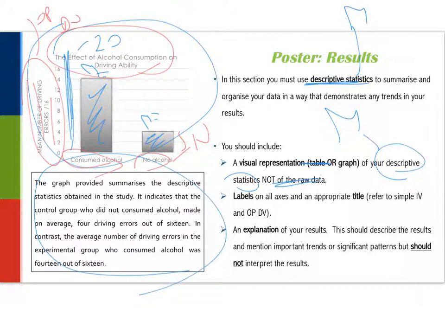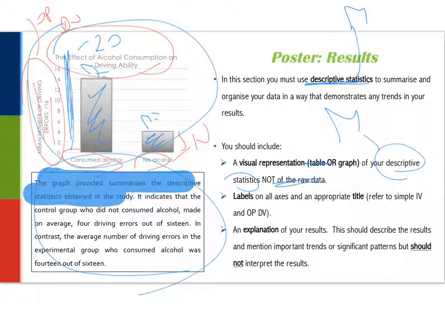The next thing that you're going to do after your graph is give a summary of the graph. I want you to start the summary with this statement here: The graph provided summarizes the descriptive statistics obtained in the study. So just make sure you chuck that in. And then all you need to do is explain the trends of the study or the experiment or the graph. So you're just telling me which group did better, and you're making sure that you're giving the means as well.